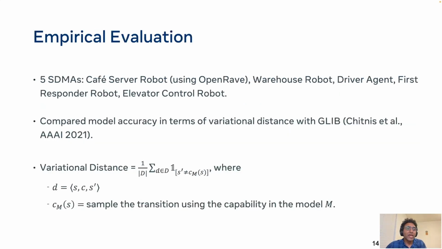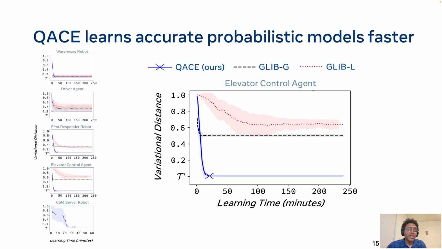Now moving on to the empirical evaluation. We performed the empirical evaluation on five sequential decision-making agents, and we compared the accuracy of the learned model of our approach with that of GLIB. And we did this in the form of variational distance, that captures how many of the sample transitions using our approach and the ground truth model matched, and the same for GLIB. And here are the results.